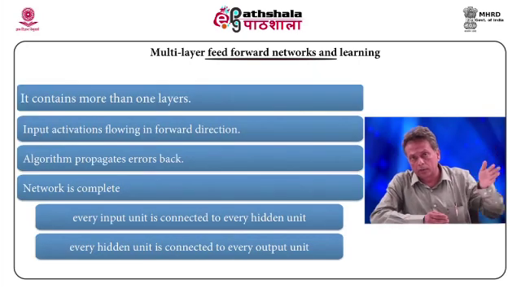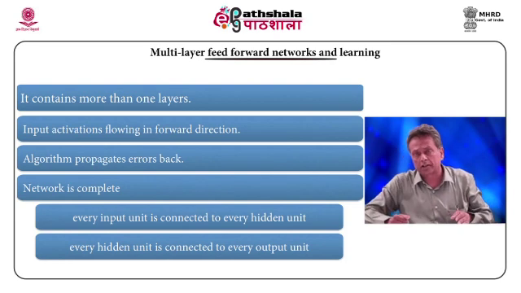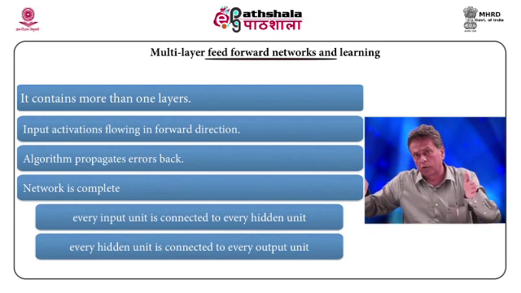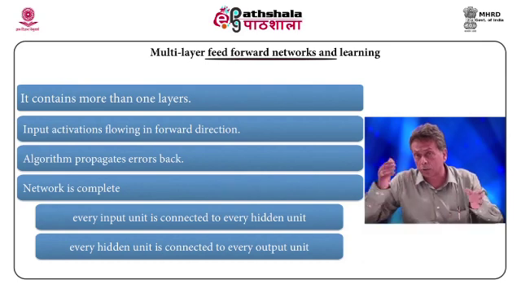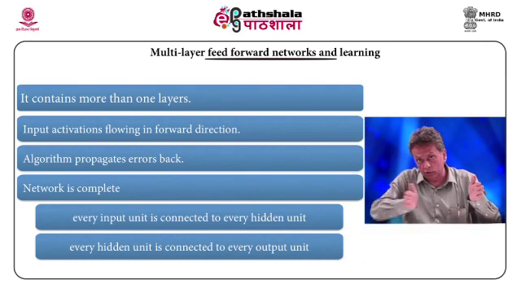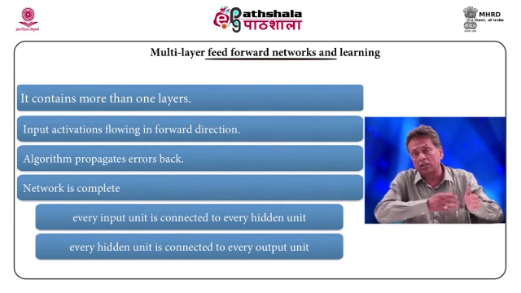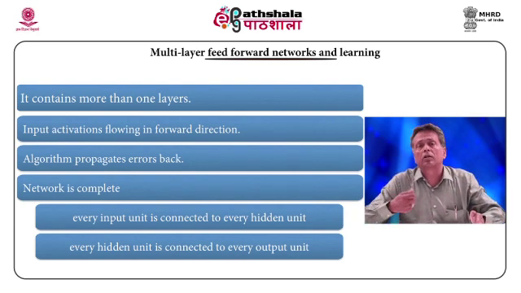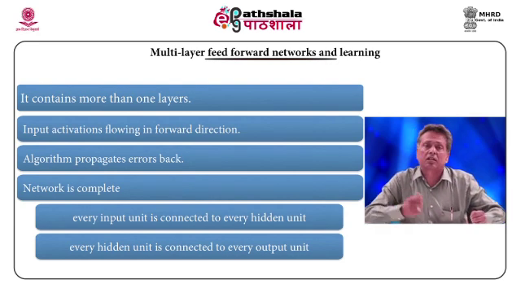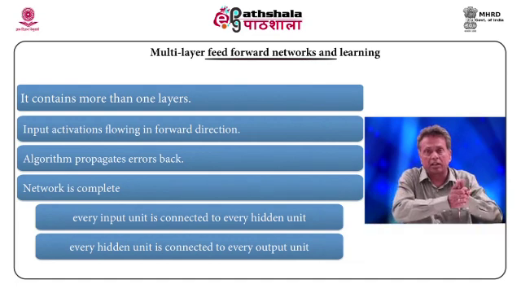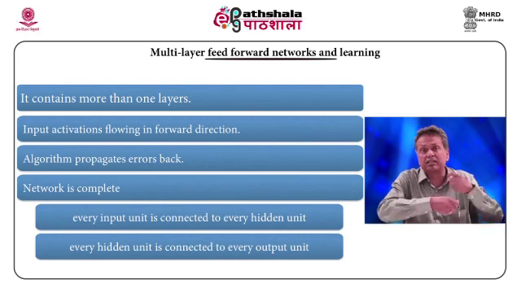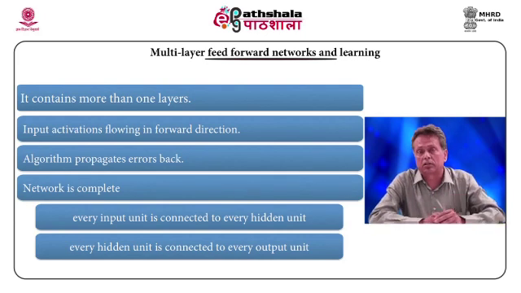So the inputs flow in the forward direction, and whenever the input flows, the output layer checks whether the output is right or wrong, and if the output is wrong, it floats those errors back, and because of this, the algorithm is known as backpropagation. It propagates the errors back. When the errors are propagated back, the weights are adjusted accordingly, which we discussed in the previous module.